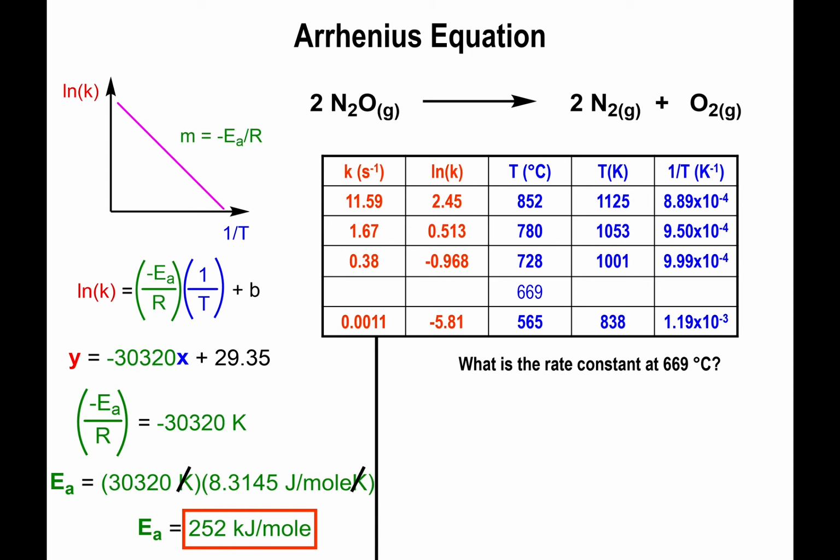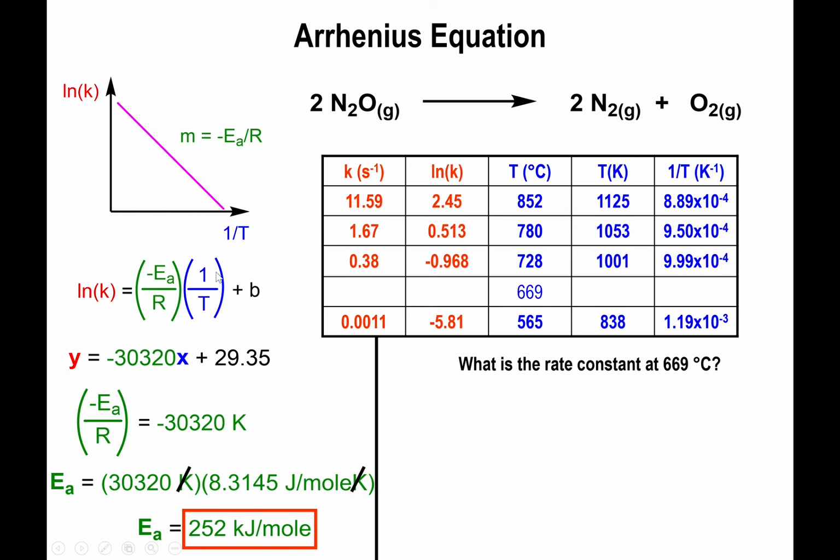another thing that we could do, of course, is since we have the y equals mx plus b equation here, we could actually calculate the rate constant at some other temperature. We could calculate the rate constant at 69 degrees Celsius. And the tricky thing about this is that you have to remember that what you have here in terms of temperature is temperature in Kelvin. Not in degrees Celsius, but in Kelvin.